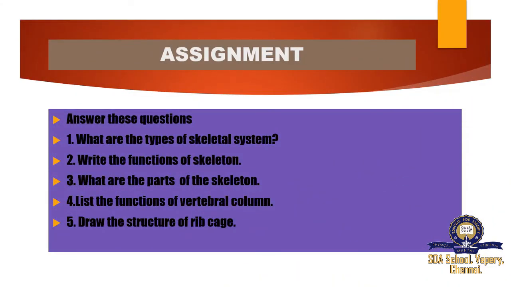Assignment for this class: answer the questions. What are the types of skeletal system we have? Write the functions of the skeleton. What are the parts of the skeleton? List the functions of the vertebral column, and then draw the structure of the rib cage.